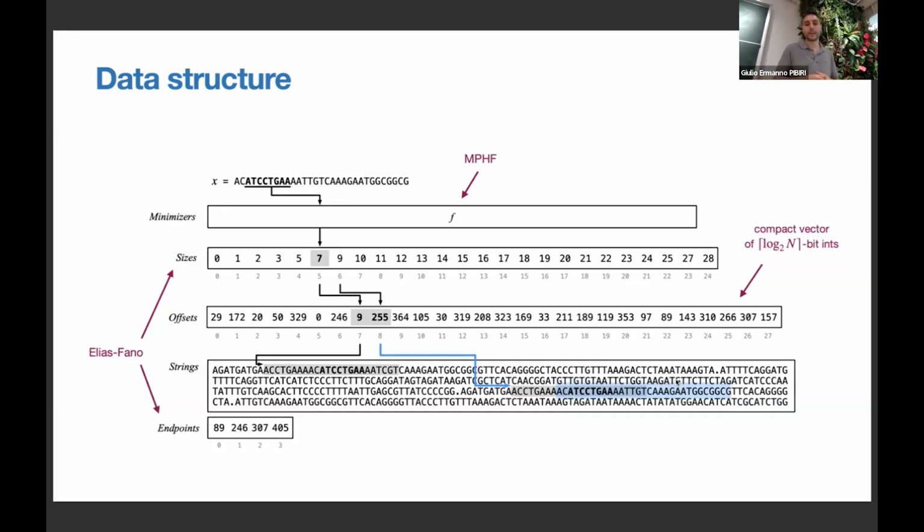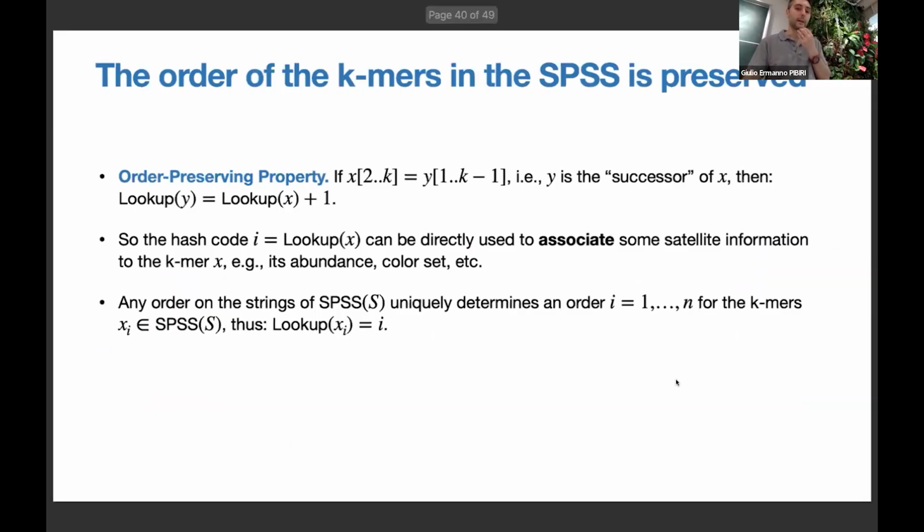So if I call, for example, i the result of the lookup operation for x, then its successor will have result i plus 1. This is a very important property because it means that the order of the k-mers in the input SPSS is preserved. So this data structure, because it stores the SPSS plus, of course, the mechanism to search this SPSS, is able to preserve the order in the input SPSS. And this is very, very important.